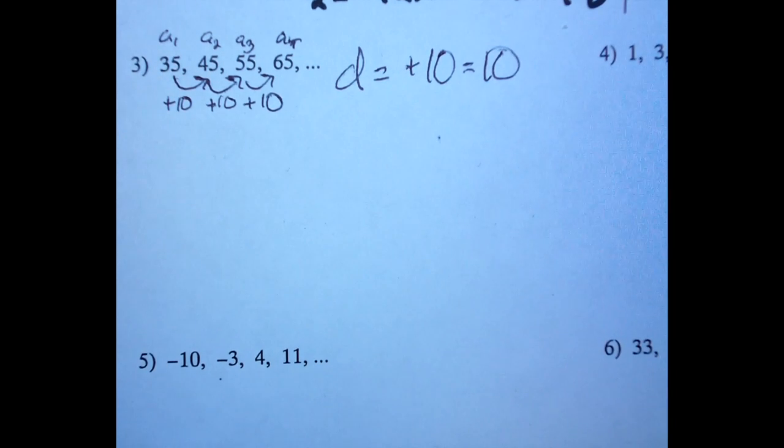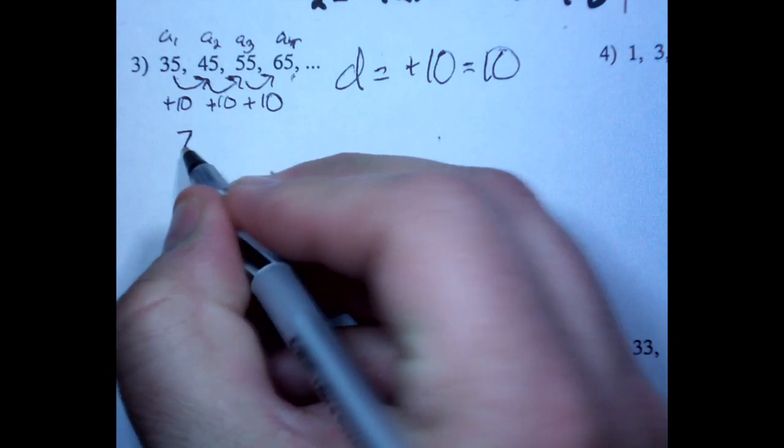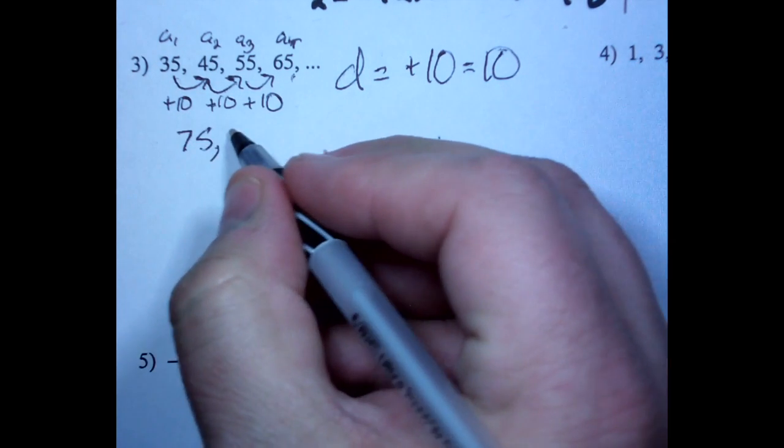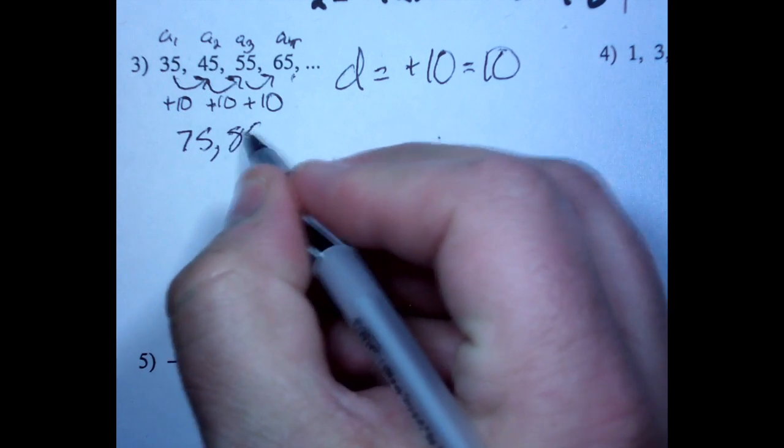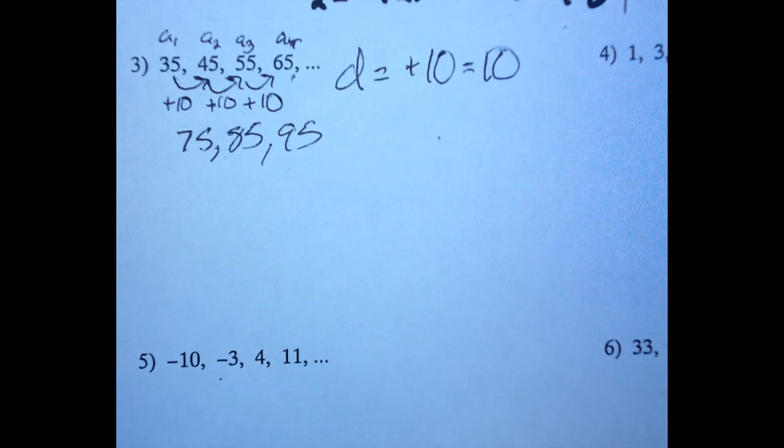Okay? Now the next thing we need are the next 3 terms. So we could probably do that in our head, right? What's the next term after 65? 75. After that? 85. After that? 95. Does that make sense to you guys? All right, cool. Now here's where it gets a little tricky.